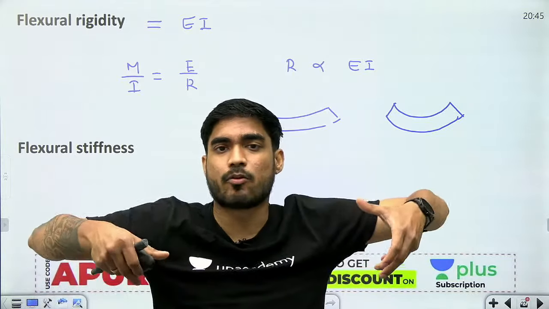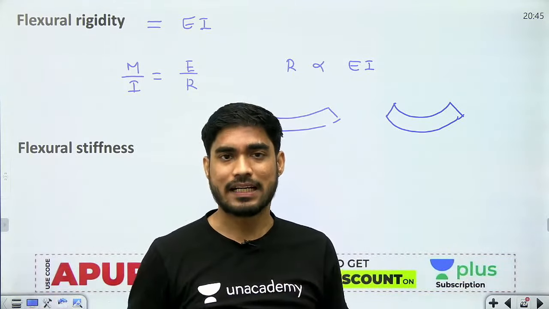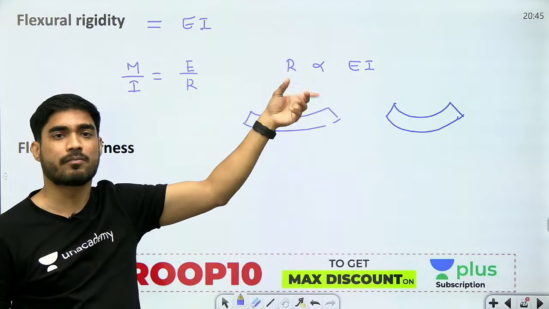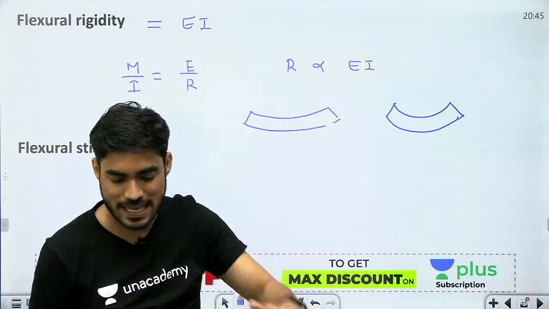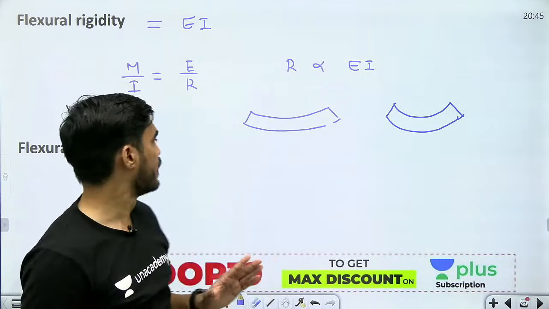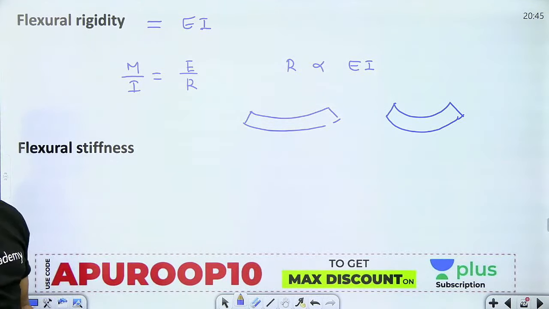तो बीम कितना बेंड होगा? If I apply bending moment M, how much it is going to bend, that depends upon the value of EI. If EI is more, R is more, means bending is less. If EI is less, R is less, means bending is more. Is it clear?